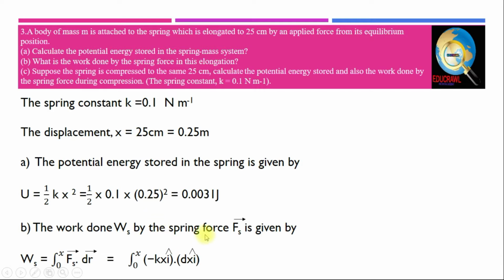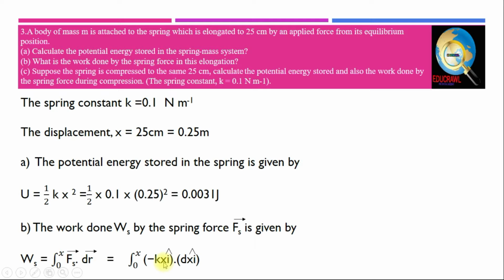So work done, we know the formula as work done is equal to the integral of F dot dr. Here the object is given a displacement x. So the total work done is integral 0 to x, where 0 is the initial position and x is the final position, of F dot dr. The value of F you know from Hooke's law, F is equal to minus kx, where k is the constant and x is the displacement.